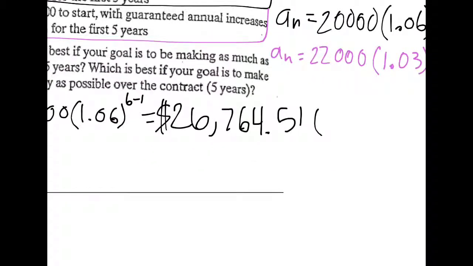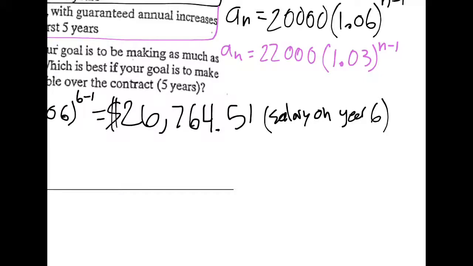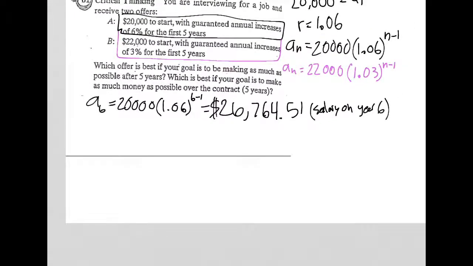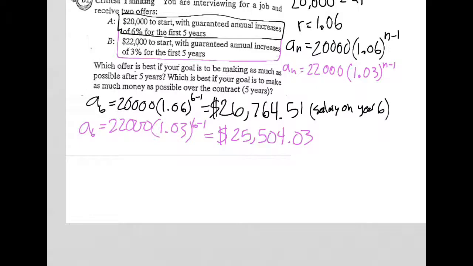This number is your salary on year 6, because we're after 5 years, so year 6. Now let's compare that to the salary you'd make on year 6 with the other offer. So A sub 6 for option B is our 22,000 times 1.03 to the power of 6 minus 1. And that offer will get you a salary of $25,504.03 on your 6th year.